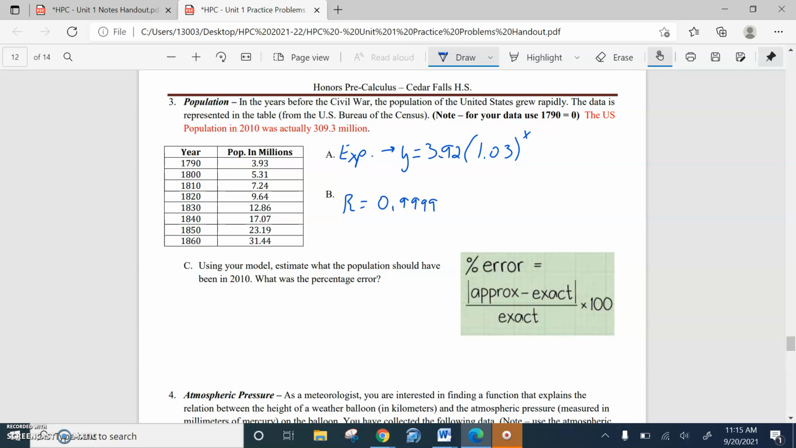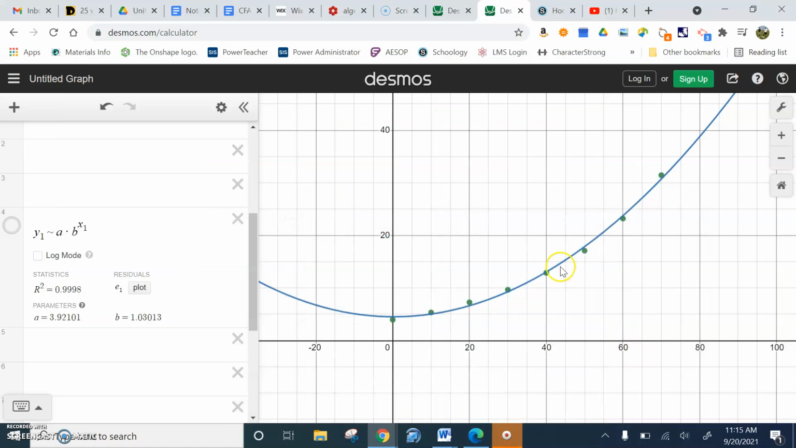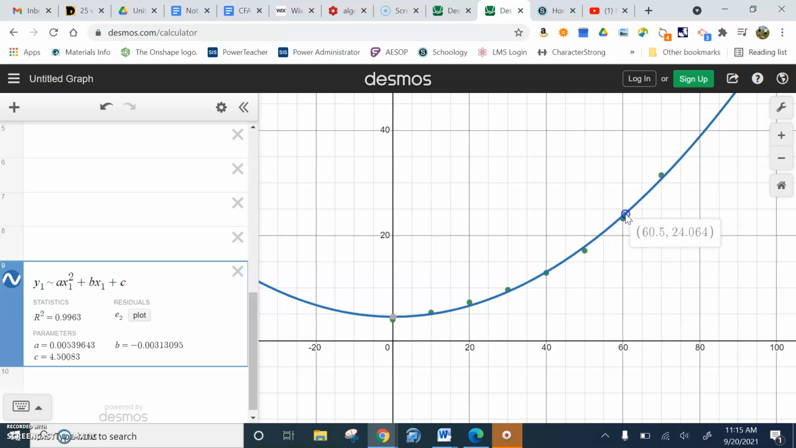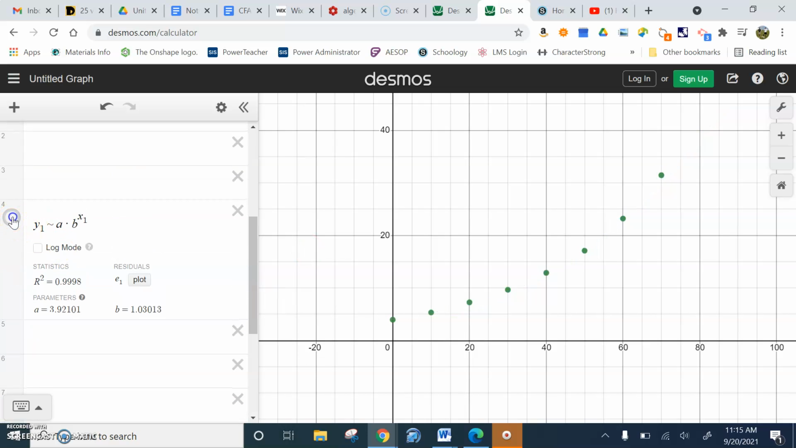Now we have part C of question 3. Using your model, estimate the population for 2010. Again, we can do this a couple of different ways. We can go to the graph here and ask how far along we are. Well, 70 in the data is the year 1860. We need to go over 100 years beyond that. If you do the math, 2010 from 1790 is 220 years.